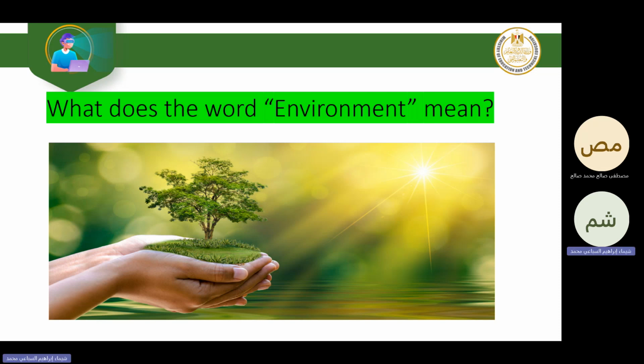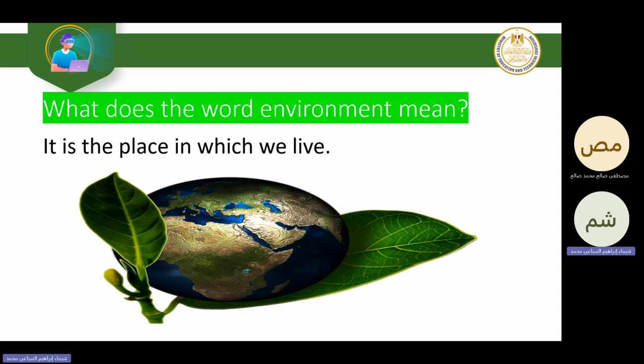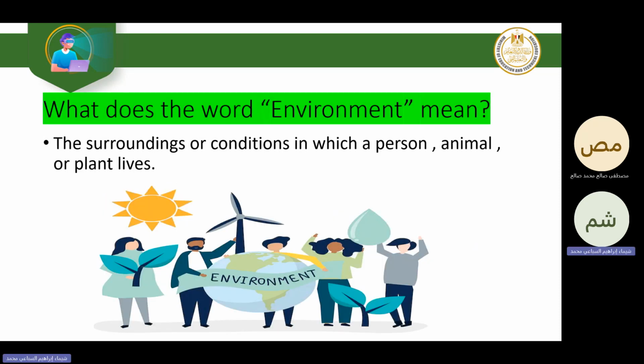It's my bell. My bell tells you time is up. So, what does the word environment mean? Yes, it is the place in which we live. So, the word environment means it is the place in which we live. What else? It's also the surroundings or conditions in which a person, animal, or plant lives.